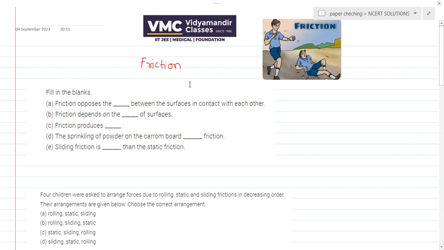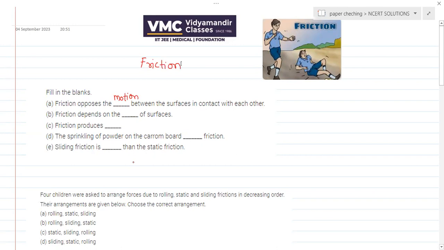So the first question is a fill in the blanks question. Friction opposes the dash between the surfaces in contact with each other. Right? Yes, it sounds like a little difficult question to begin with, but if you have the concept of friction clear in your mind, you would know that it opposes the motion in between. So, the answer is motion.